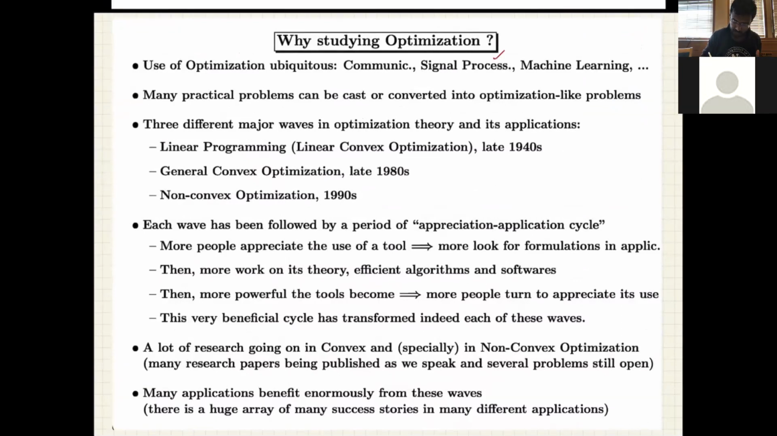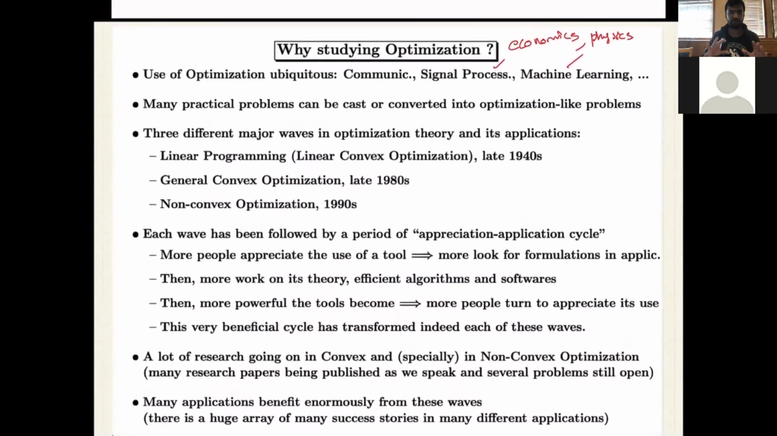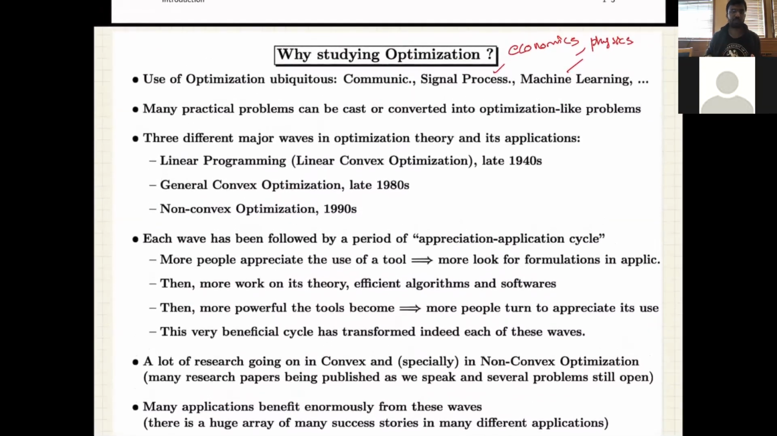Signal processing, machine learning. Not only this, finance, economics, physics, many areas are highly benefited from optimization. Many problems, practical problems, can be framed in an optimization framework.